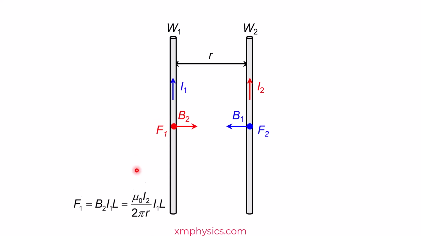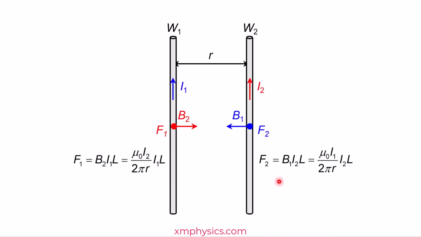So what's F1? BIL, right? What's F2? BIL also, right? But for F1, the B is wire 2's magnetic field and the I is its own current. But wire 2's magnetic field is mu naught I2 divided by 2 pi r. But for F2, the B is B1, the magnetic field set up by the other wire. And the current is I2, its own current. But what is B1? B1 is mu naught I1 divided by 2 pi r. So do you see you have I2 times I1 here and I1 times I2 here. So these two forces are exactly the same in magnitude.